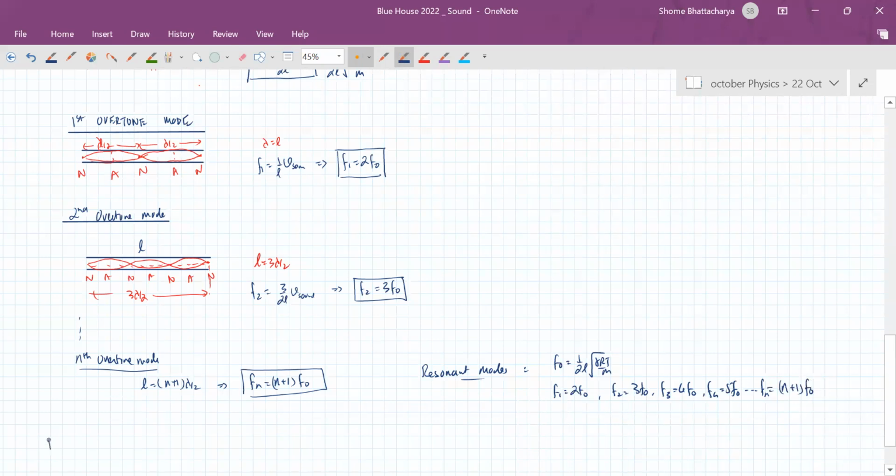Okay. So as a simple example, we have an open organ pipe of length, let us say, 20 meters, and speed of sound is 340 meters per second. So find the fundamental frequency, the frequency of the fifth overtone mode.